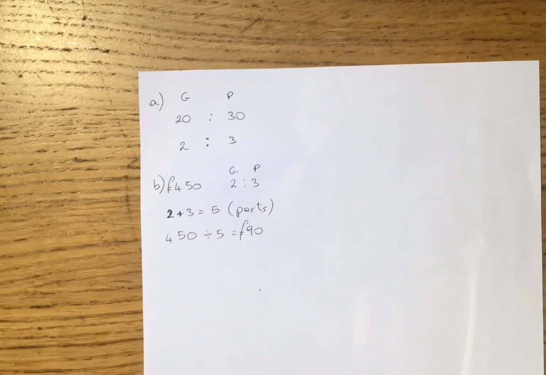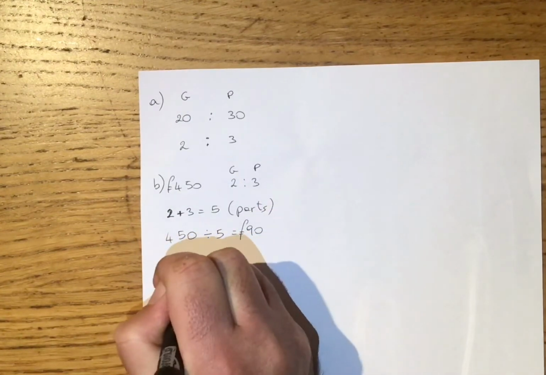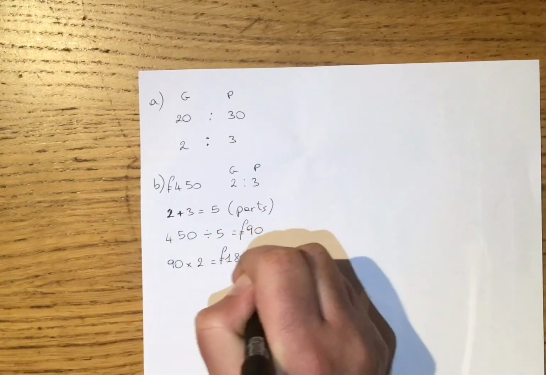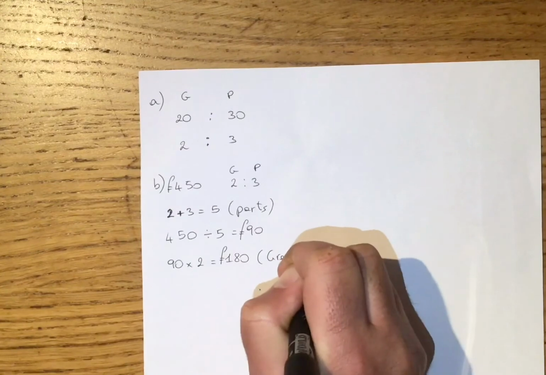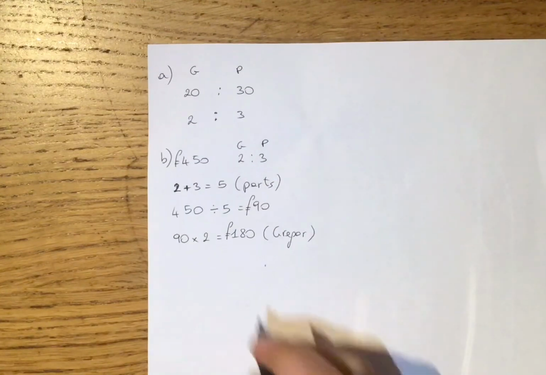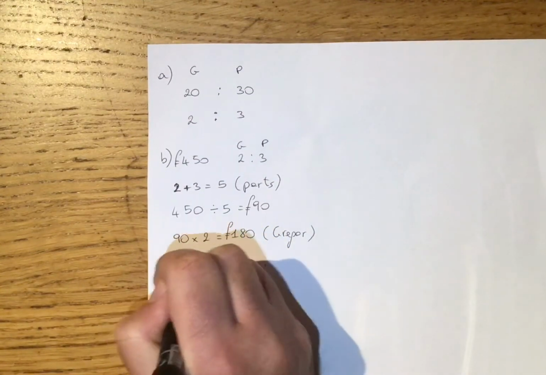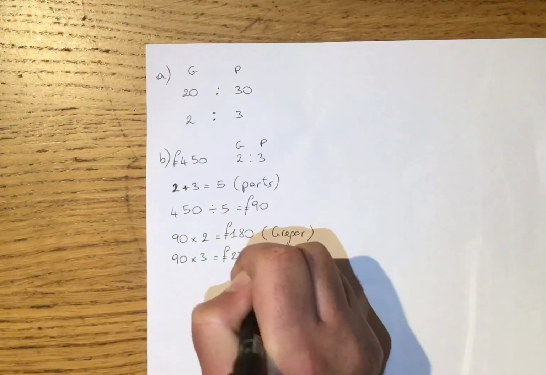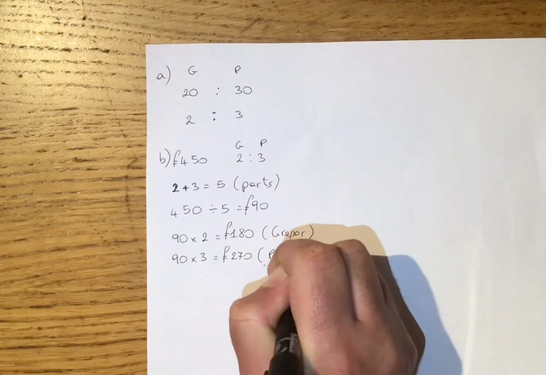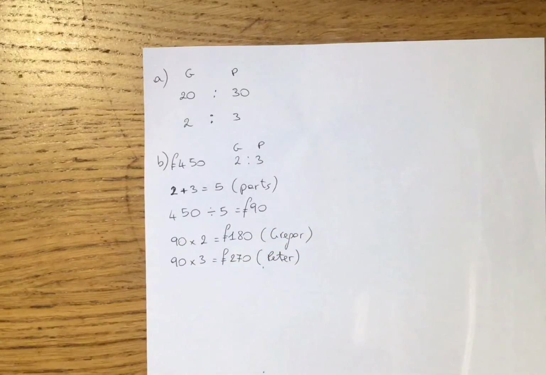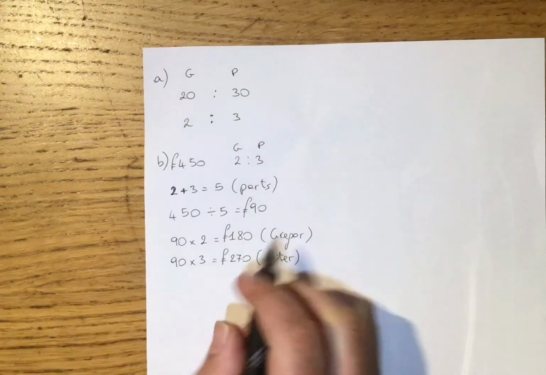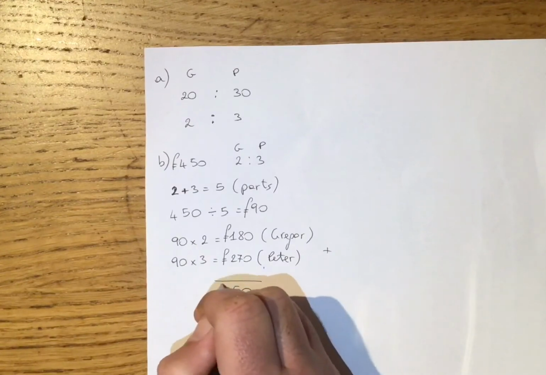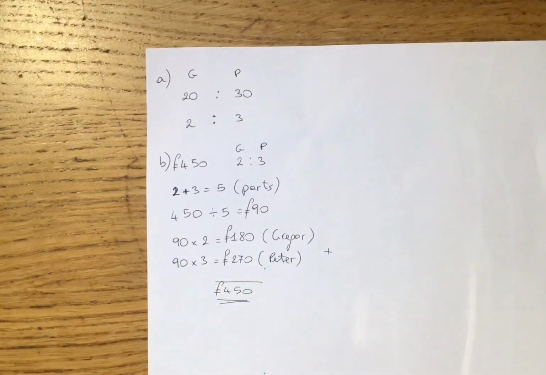Now Gregor gets 2 of those parts, so 90 times 2 is £180. That's Gregor's payout. And Peter gets 3 of these parts, which is £270, and that's Peter's payout. Again, if we add it up, we should get £450. We do get £450.